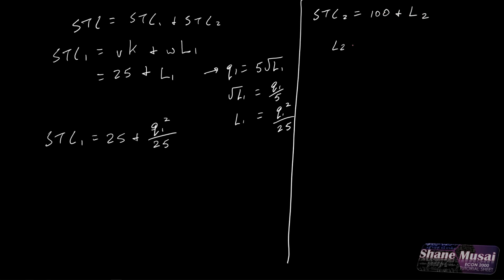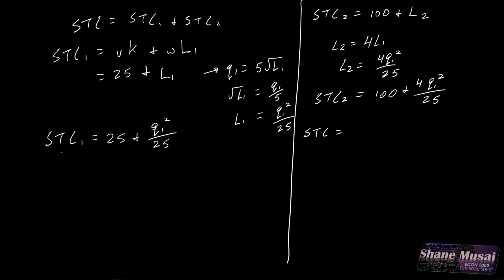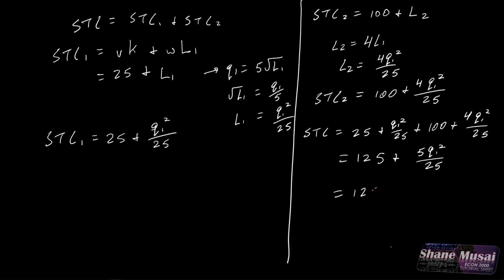And we know L2 is equal to 4 L1. So therefore, L2 is equal to 4 Q1 squared divided by 25. Therefore, the short-run total cost of firm 2 is equal to 100 plus 4 Q1 squared divided by 25. So therefore, the total cost now will be short-run total cost of firm 1 plus the short-run total cost of firm 2. And so this is equal to 125 plus 5 Q1 squared over 25. And this can be simplified to be Q1 squared over 5.